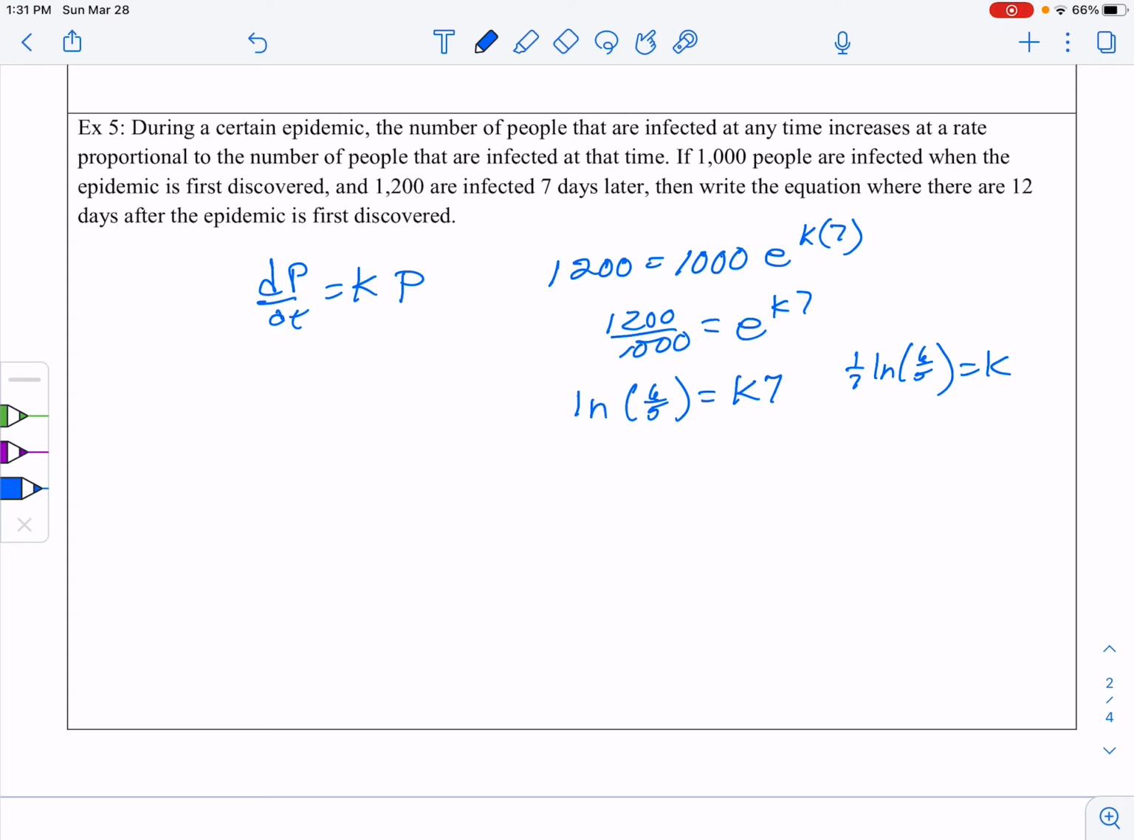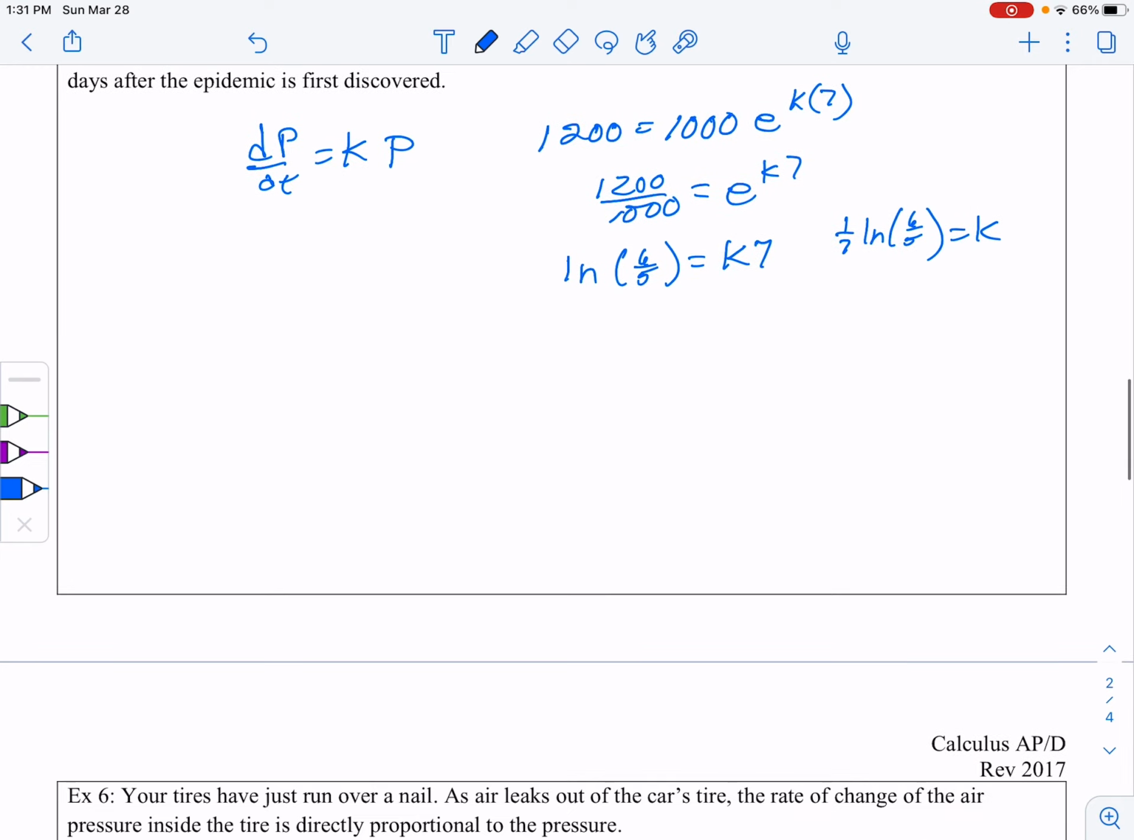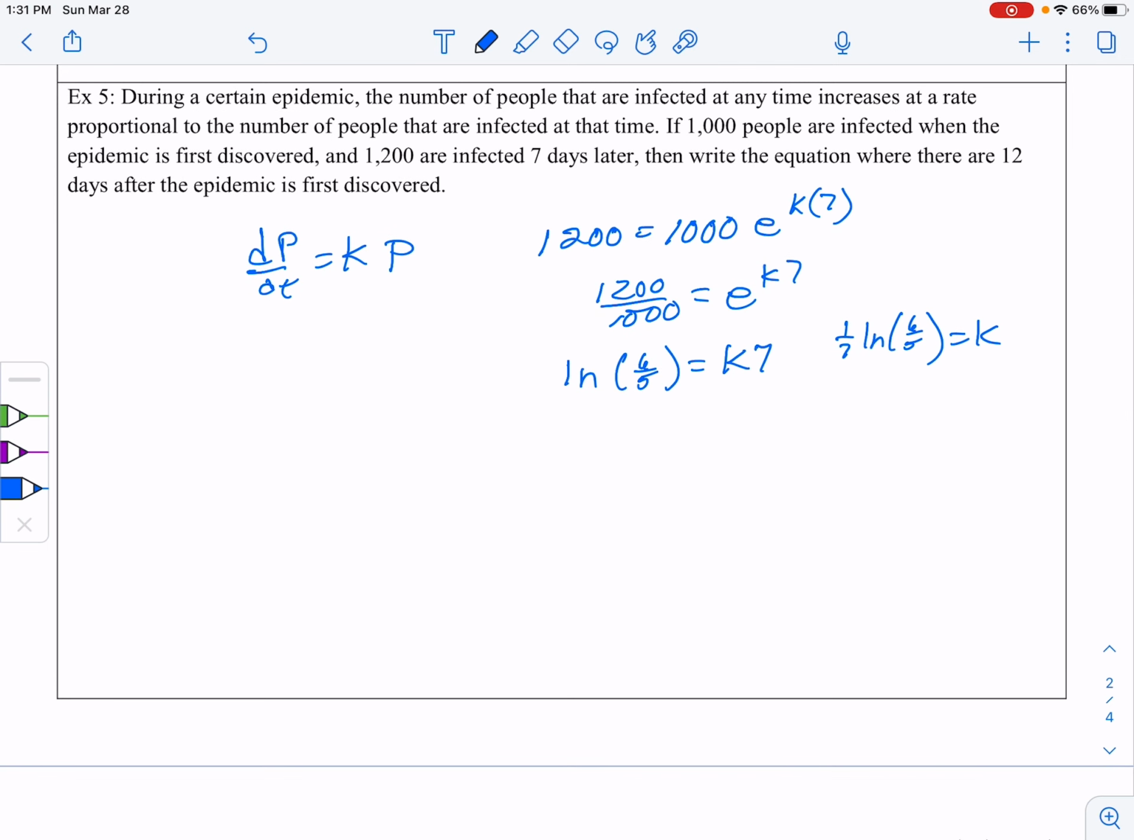Okay? Write the equation where there are 12 days after the epidemic. So 12 days after the epidemic, you know that P is equal to the initial amount, e raised to the k, which is 1/7 natural log of 6 over 5 times t. And you don't even have to do the calculations. They just want the equation. All right? Not bad.